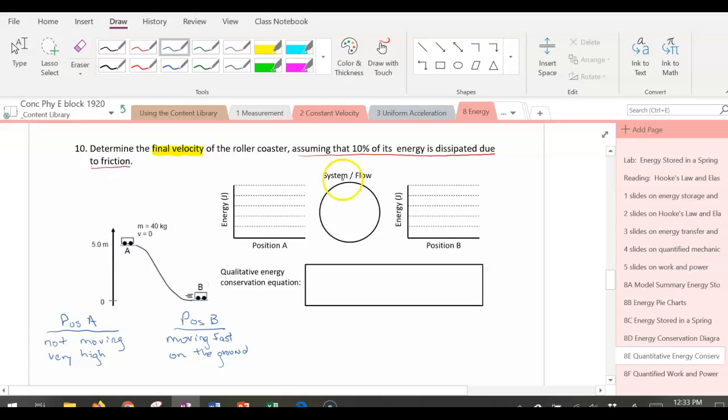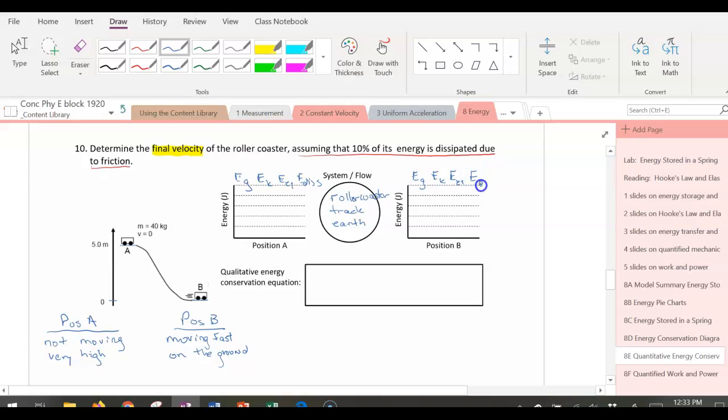Again, I'm going to put everything here in the system because it's not telling me to leave anything out. So I've got the roller coaster, the track, and the earth. Okay, so let's go through. I'm going to set it up first for the types of energy, and then I'm going to decide what I have on each side of this.